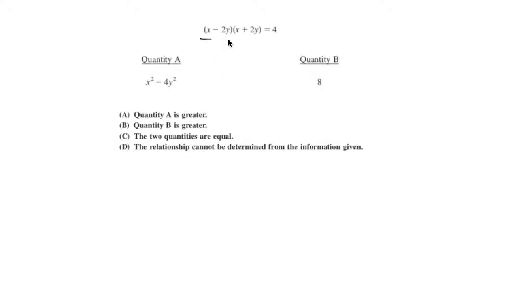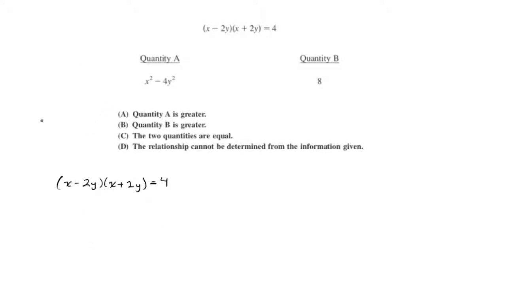An expression such as this one really is what I'm interested in. But consider x minus 2y times x plus 2y is equal to 4, and how this can be rewritten. The FOIL mnemonic helps you multiply these in a sensible order. It says that first you multiply the first terms of these binomials, and by that you do x times x, which gets you x squared.